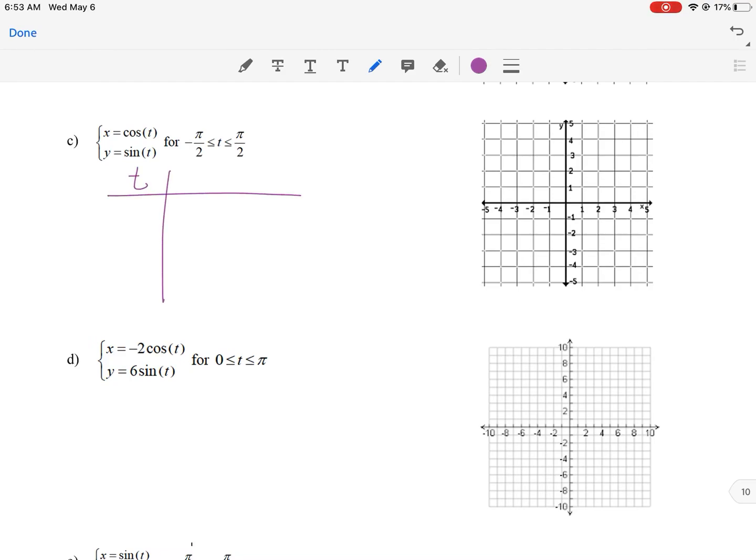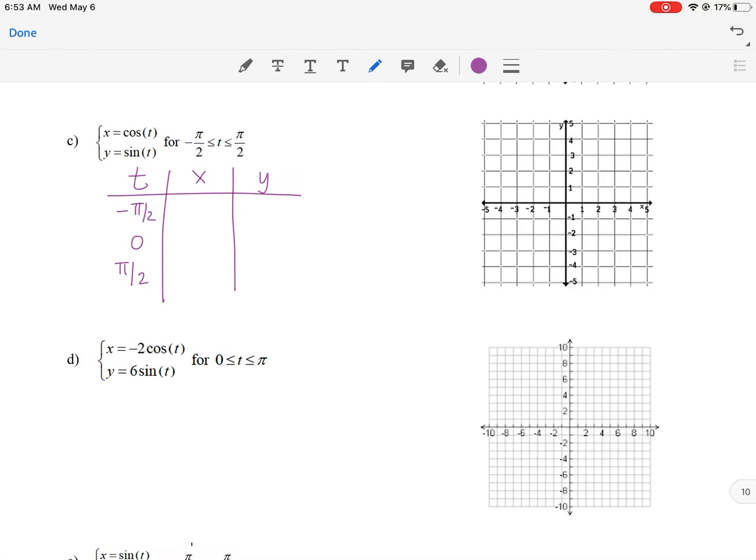So if t is from negative pi halves to pi halves, I would probably at least go by negative pi halves, but you can even go by pi fourths, which is a nice multiple. The only problem with pi fourths is a lot of times when you do sine or cosine of pi fourths, that's square root of 2 over 2, so it's not as easy to graph on just your axes that counts by integers.